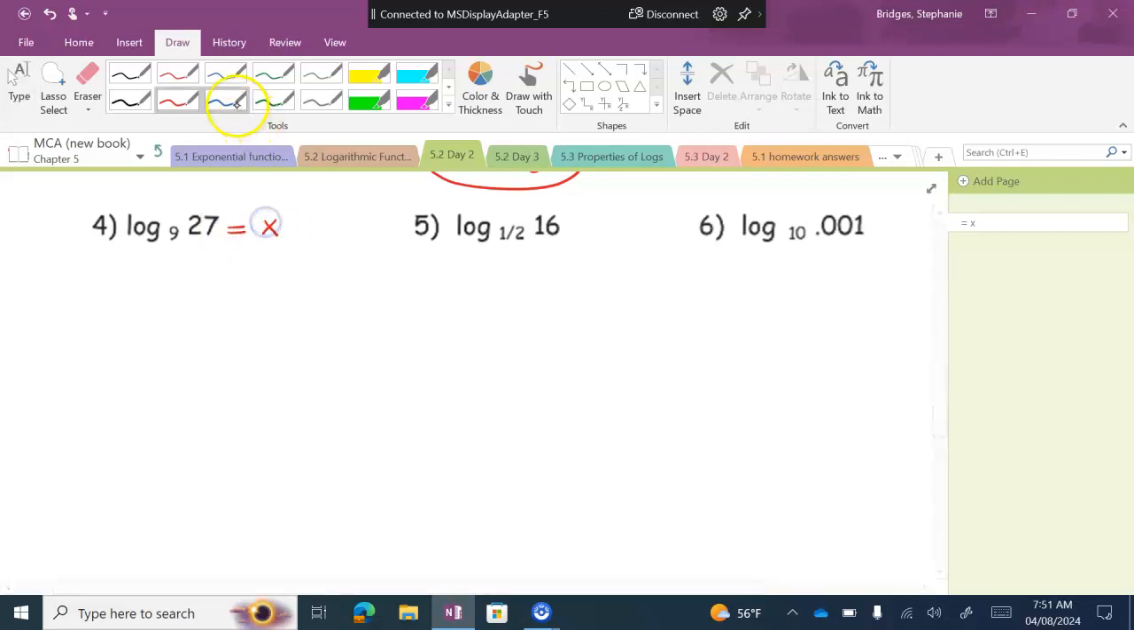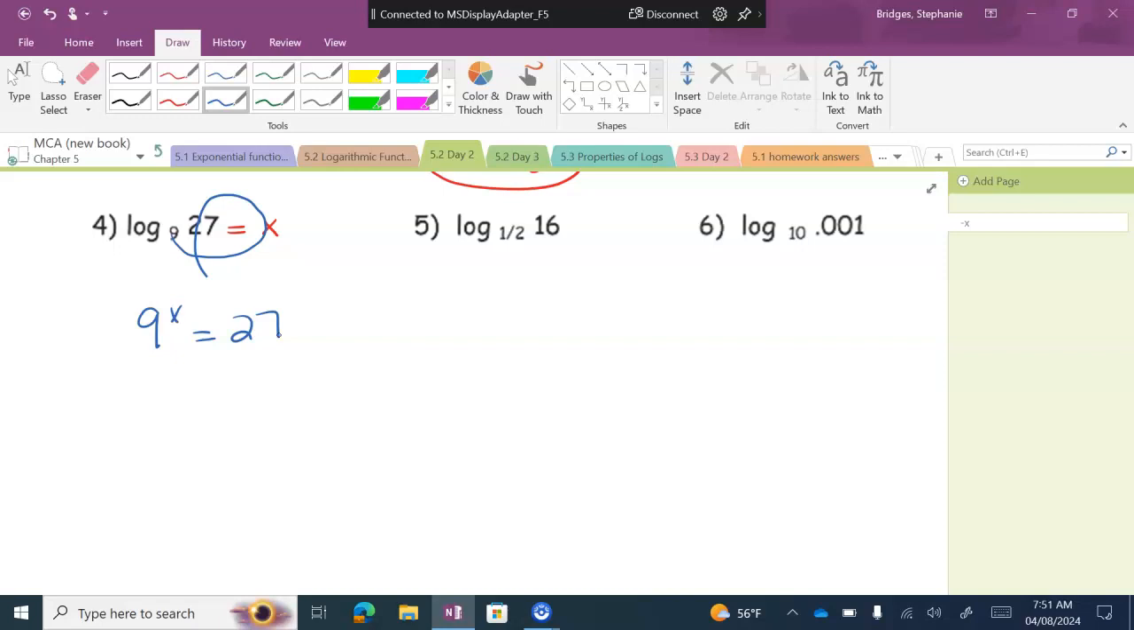If I set it equal to x, I take it to exponential. Again, you can always look at the bigger number and ask yourself, can you write that bigger number as a power of the smaller number? So in this case, can 27 be written as a power of 9? No. Okay, so that means I'm going to have to change them both.